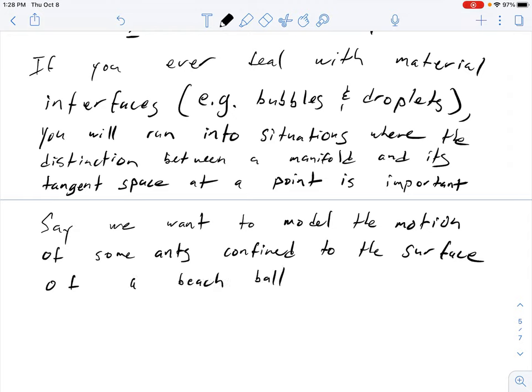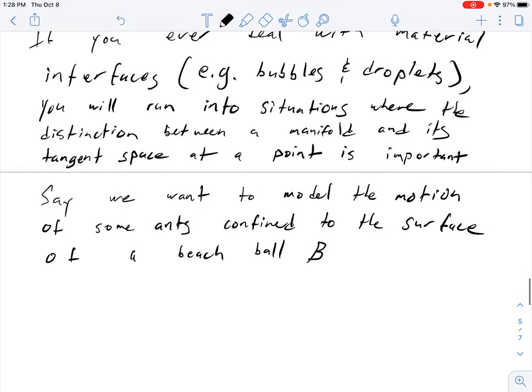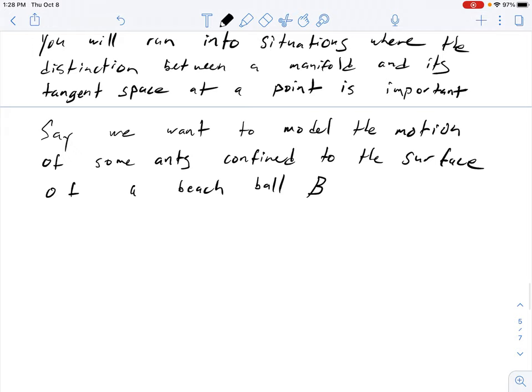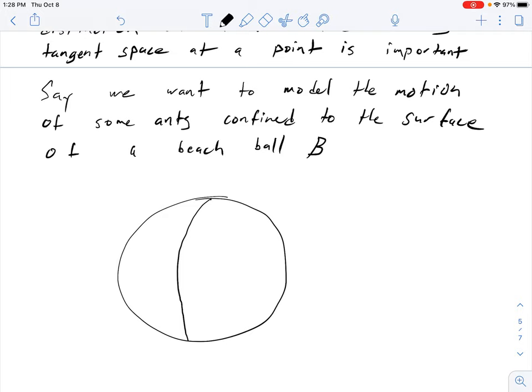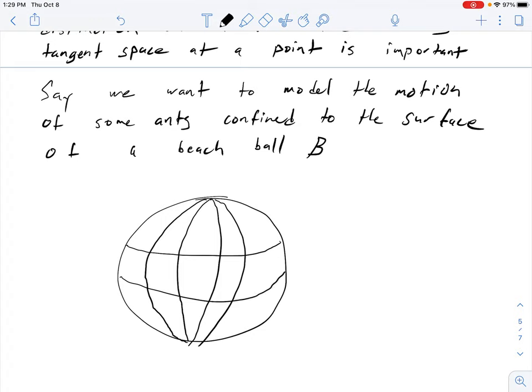Call it a beach ball, and we'll call it B. All right, so we can draw our little beach ball here. And just to give an idea of the shape, we'll draw some longitudes and latitudes. But a manifold doesn't necessarily need to have longitudes and latitudes. So these are just for visualization purposes to show that we're looking at a three-dimensional ball here.